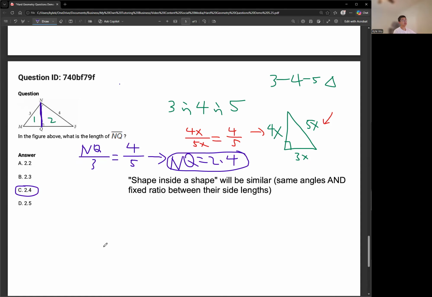That's it here. So instead of trying to solve a bunch of equations with Pythagorean theorem, we actually took advantage of similarity and setting up ratios between the side lengths using similarity to actually very easily solve this question here.